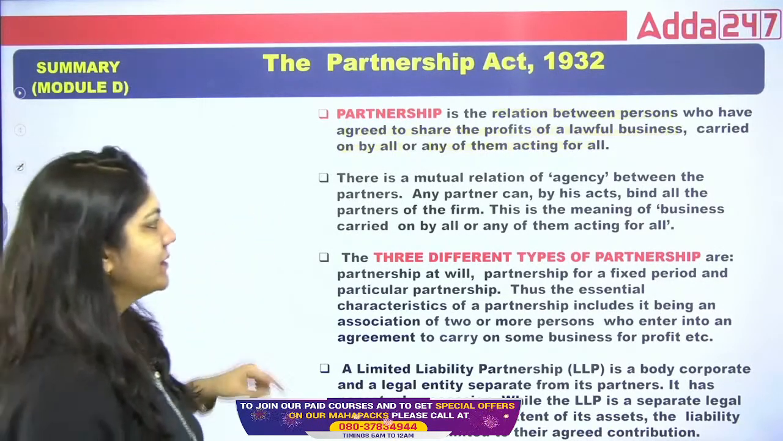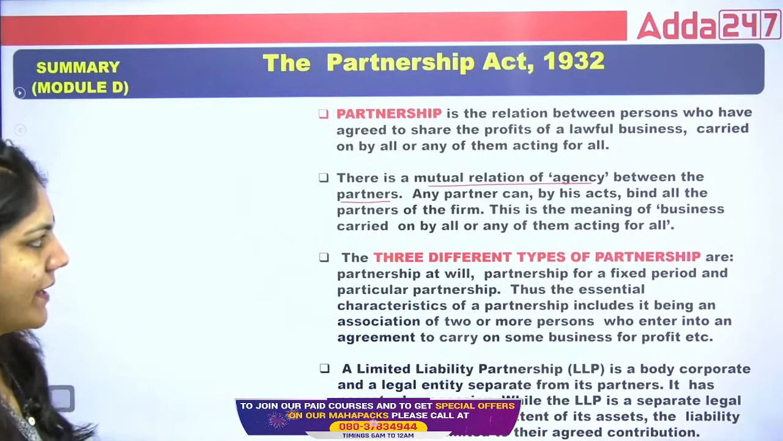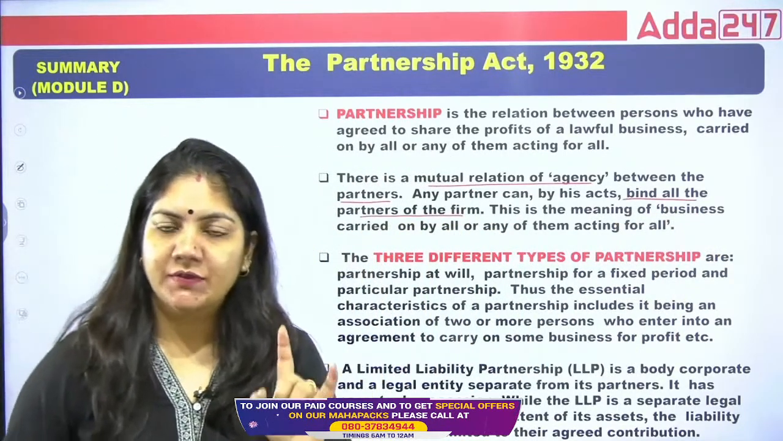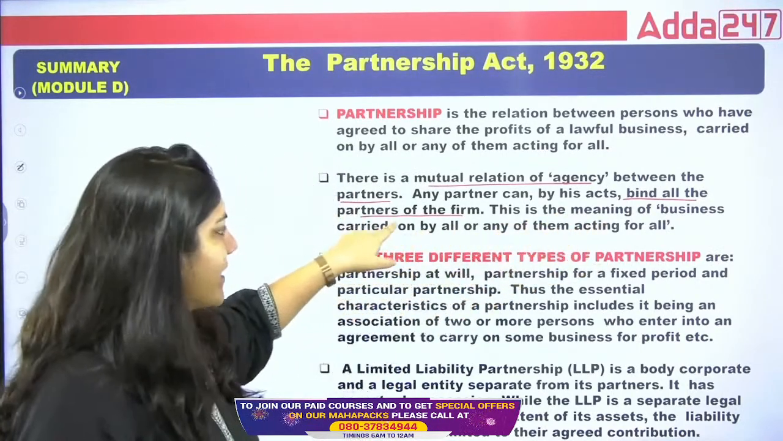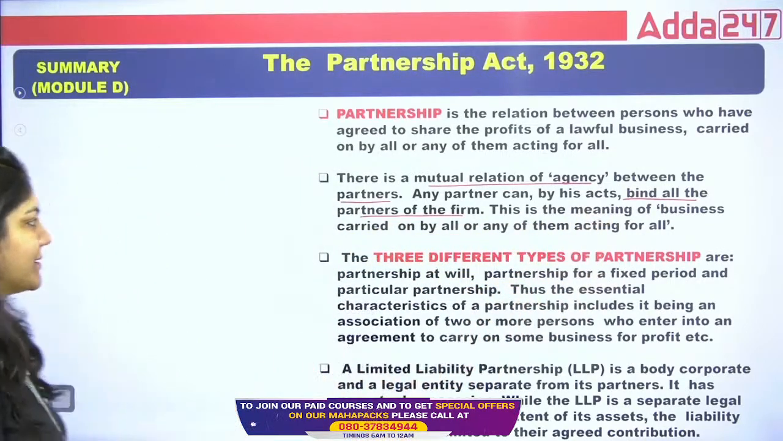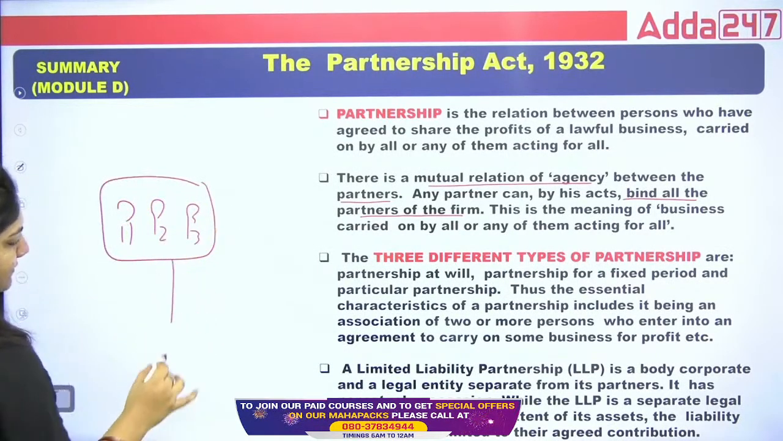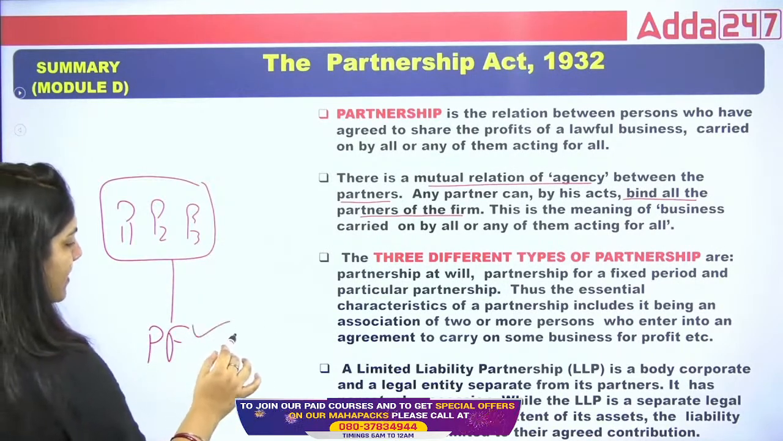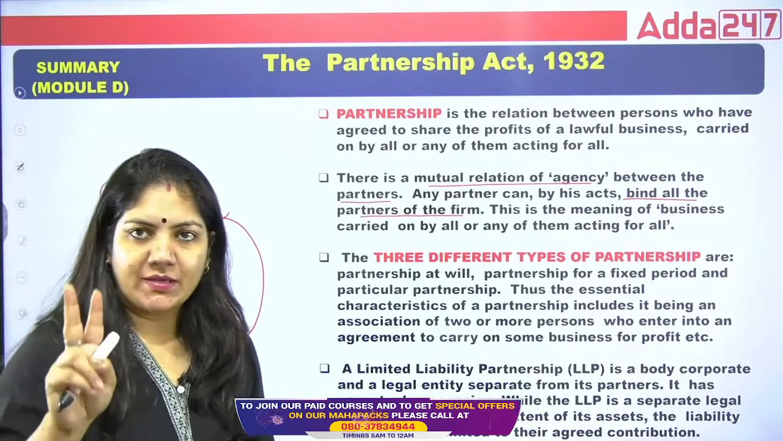It is the mutual relation of agency between the partners. Any partner can, by his act, bind all the partners of the firm. It means if one partner does a wrongful act, every partner will be liable for that wrongful act. This is the meaning of business carried on by all or any of them acting for all. So it means, class, P1, P2, P3, the partners are the agents of the partnership firm. Whatever work is done on behalf of the partnership firm, the firm is liable, and whatever work is done in the name of the partners, the partners will be liable. So mutual agency applies in both cases.